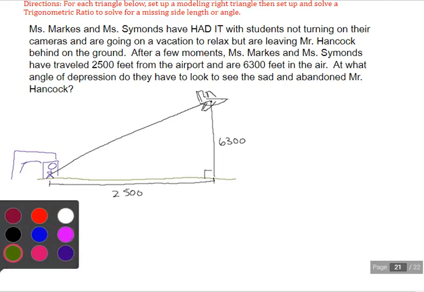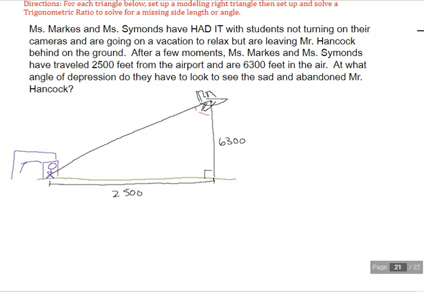There we go. We want to know at what angle of depression the teachers have to look back down to Mr. Hancock because he's sad and stuff. Well, the angle of depression, remember, is not going to be this angle right here. That's where most people are going to want to put the angle of depression. That's not the angle of depression. The angle of depression is if they were looking straight out and then they had to look down to see Mr. Hancock. This is the angle of depression. Okay, we're going to call that our X because that's the question that we're really trying to find.